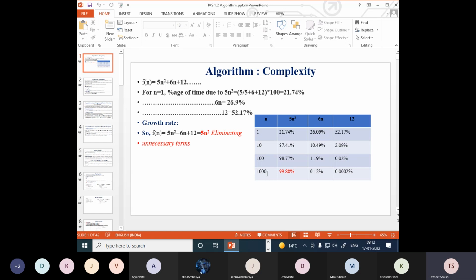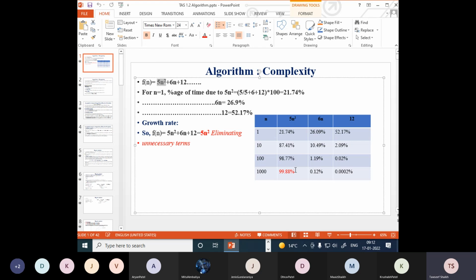Accordingly, whenever we increase the value of n to 1000, the percentage of time that 5n square in this function will take is equal to 99.88%. You can do this yourself. 6n will take only this much time, and the 12 will take this much time. So from this graph, what we can conclude is that as soon as we increase the value of n from 1 to higher values, 10, 100, 1000, the whole of the CPU time is taken by only this quadratic term.